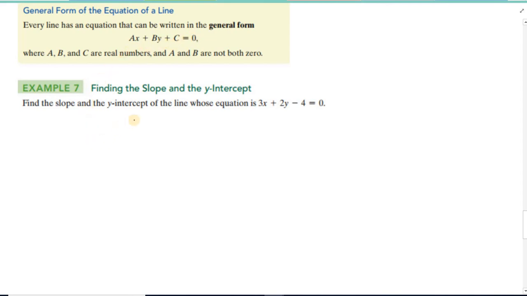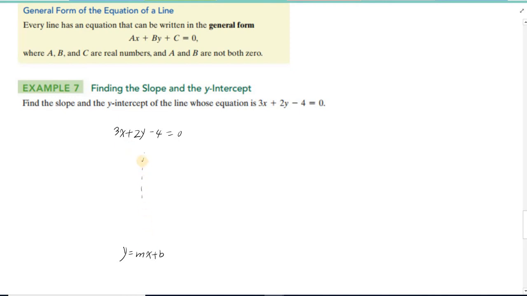Example 7. Finding the slope and the y-intercept given 3x plus 2y minus 4 equals 0, which is the general form. Okay, so I can copy this down. 3x plus 2y minus 4 equals 0. So all they want you to do is, in the end, write it as y equal to mx plus b form. Okay, so that is your goal. Let's go ahead and see how we do this.